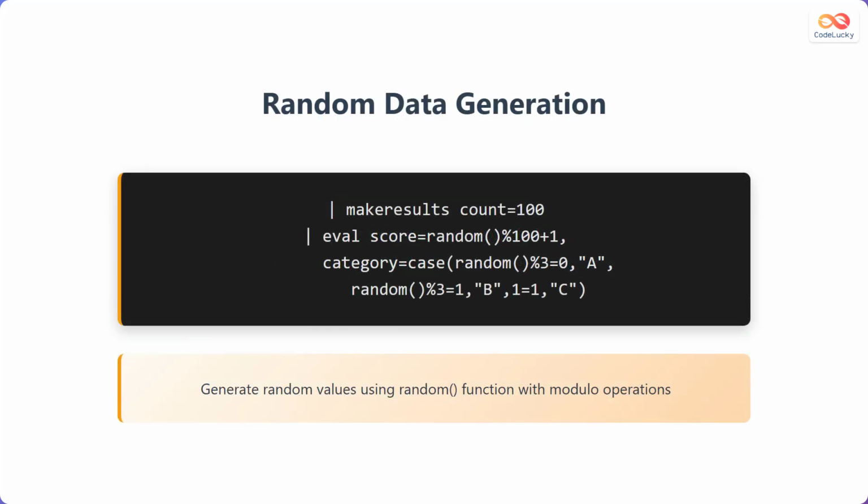For more realistic test data, you can incorporate randomness using the random function. Here we generate 100 events and create 2 fields with random values. The score field uses random modulo 100 plus 1 to generate random numbers between 1 and 100. The category field uses a case statement with random values to randomly assign categories A, B, or C to each event. This approach creates varied, realistic test datasets.